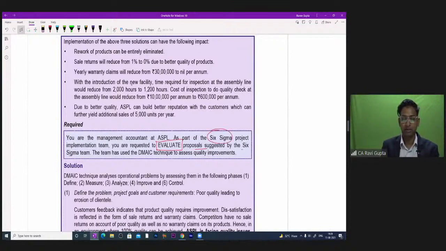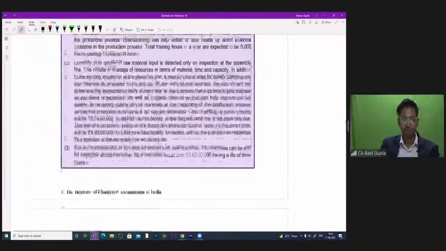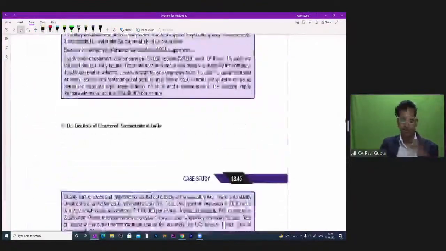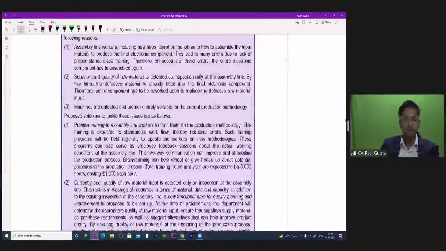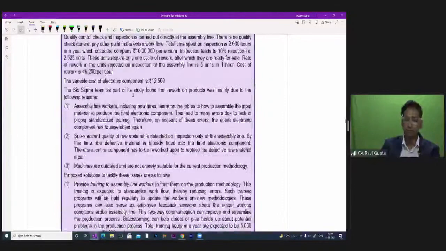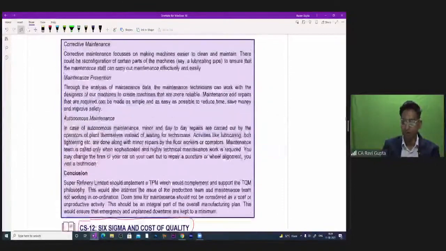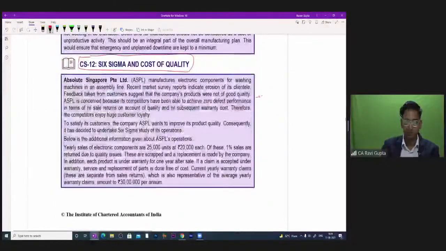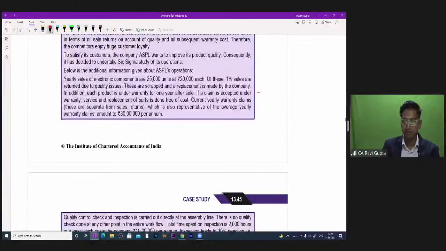So definitely this concept is based on Six Sigma. The team has used the DMAIC technique to assess the quality improvements. Good. Okay. So we have to use the DMAIC. We have to go through with the DMAIC. Number of paragraph 1. Then consider this as a second.